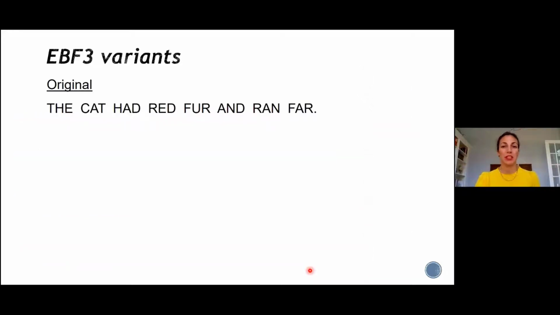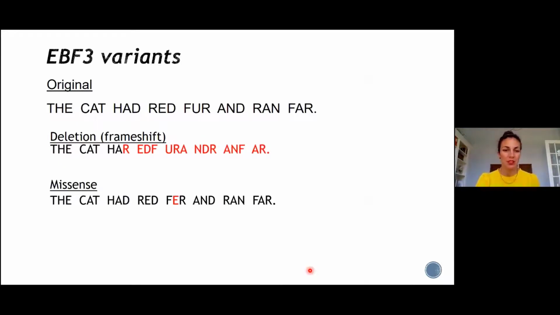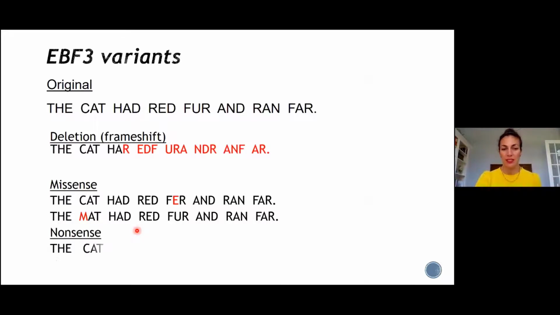Now, what are the types of variants that we can see in EBF3? Again, I talked about our original sentence, and so we can see all of these types of changes in HADS. We can see deletions or duplications, which lead to a frame shift. Again, everything is shifted over. The most common types of change that we see, though, are these missense changes, where just one letter was changed to another letter. But we can also have nonsense changes where there's just a period added or a stop in the middle of the gene.